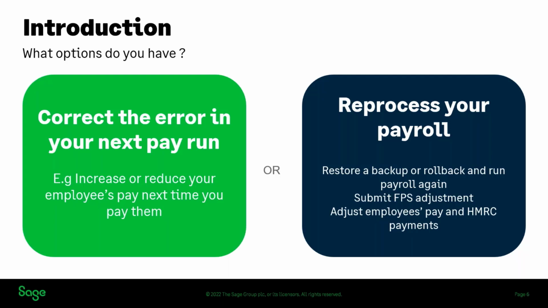However, there may be certain situations where you can't do this, in which case you will need to reprocess your payroll. So this is where the processes that we'll be running through will come in very handy. So you can either restore a backup or roll back and then simply run the payroll again, submit your FPS adjustment, and then adjust any employees' pay and HMRC payments. So we're going to be focusing on that aspect of it, so that reprocessing of payroll in the session today through both of those different processes.